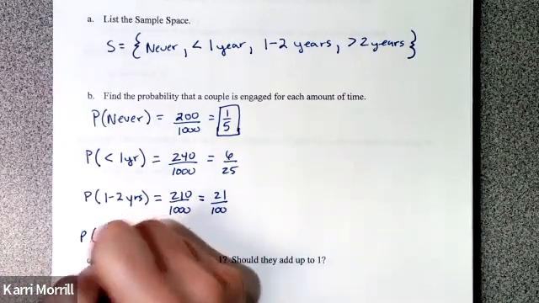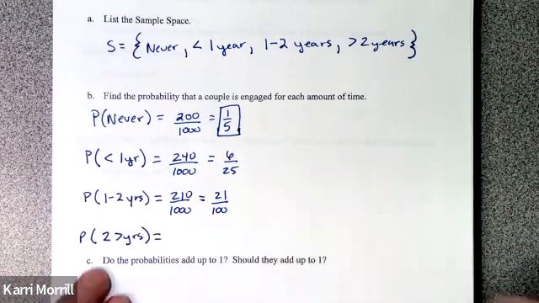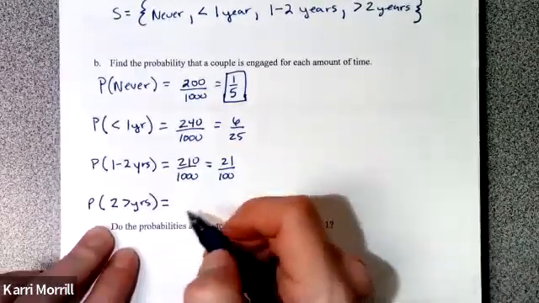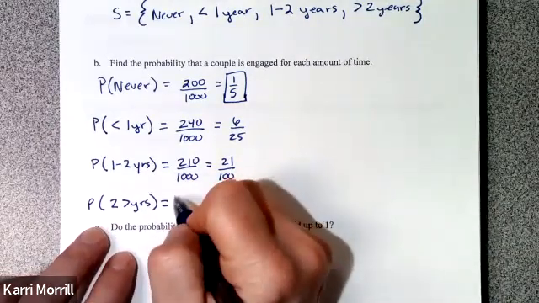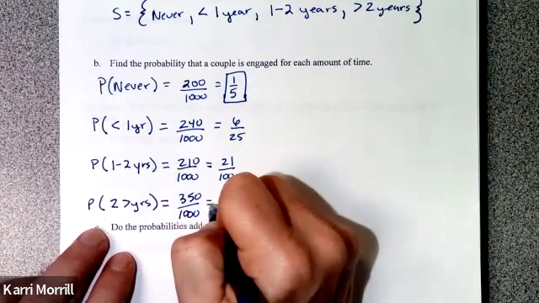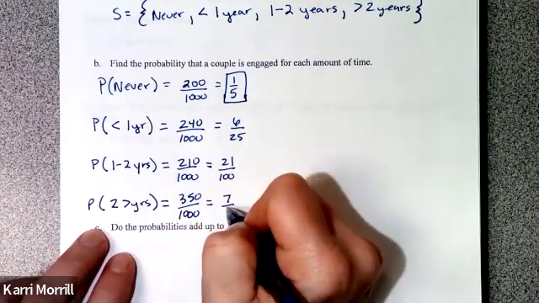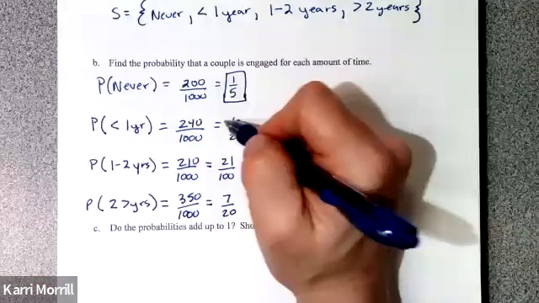And maybe the probability of they got engaged and then they decided to finish their education because maybe they were traditional students and wanted to go ahead and finish college. 350 out of 1,000. Or maybe they just weren't in a hurry to go get married, right? So these would be the probabilities of each.